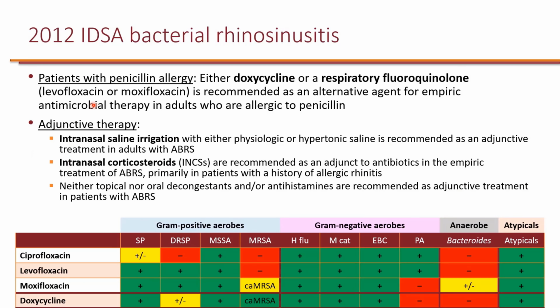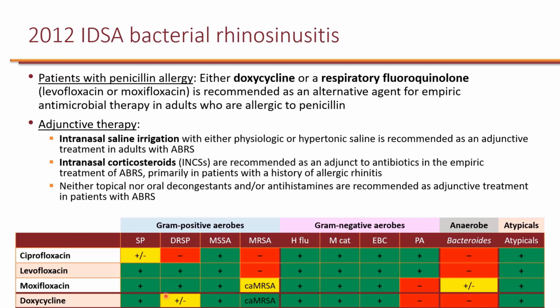So in patients with penicillin allergy, it's recommended to use either doxycycline or a respiratory fluoroquinolone. So this is where using a respiratory fluoroquinolone is okay, because now the patient has an allergy to penicillin, so they can no longer take Augmentin. So now it's okay to use fluoroquinolones because the patient is running out of options.